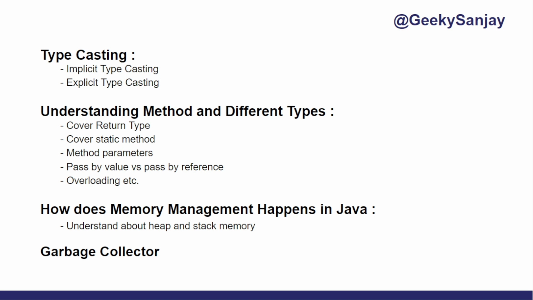Pass by value means whenever we are passing any parameter in a method, it will copy and pass the copy of that value if it is a primitive type. But if it is a reference type, it will copy the reference and pass it. It is very confusing, and it is a very important topic to understand, so I will give you an example of this.